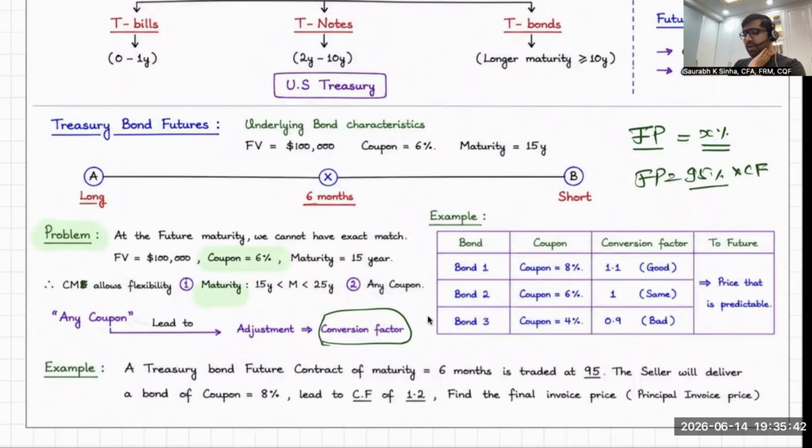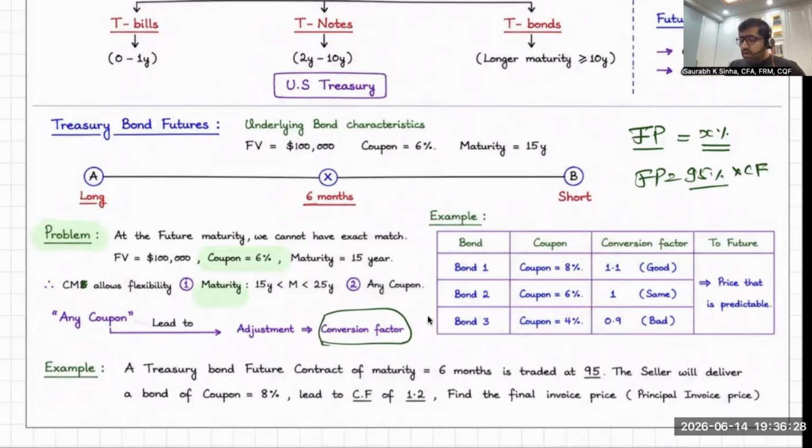So they say if you're giving me a coupon of 8%, it means you are giving me a bond which is giving me a coupon higher than the previous coupon of 6% only. So it is a good bond. And that's why I'll apply a conversion factor of 1.1 or 1.2 or 1.3. If you're delivering me a 6% coupon bond, then it is identical to the underlying asset I was expecting, and therefore I'll give a conversion factor of 1. And if you deliver me a treasury bond which has a coupon of 4%, then the conversion factor would be 0.9 because I perceive it as a bad bond.